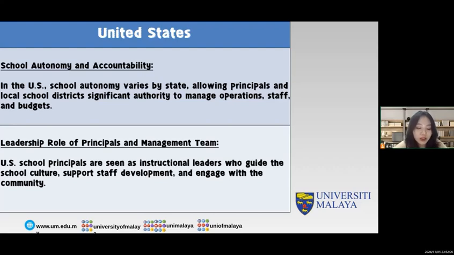The second one is the leadership role of principals and management teams. U.S. school principals are seen as instructional leaders who shape the school culture, support staff development, and engage with the community. For example, in New York City's Empowerment Schools program, principals have increased responsibility over budgeting, curriculum design, and staffing. These principals collaborate with management teams to set school priorities and provide targeted support based on student performance, aligning management goals with local needs.